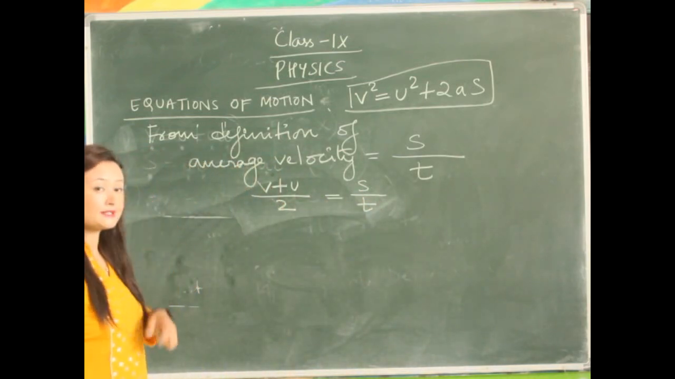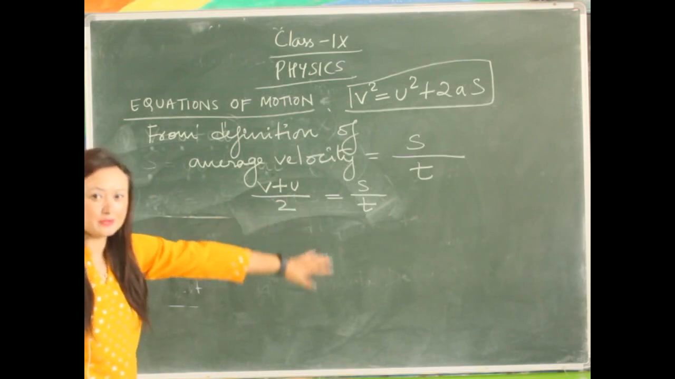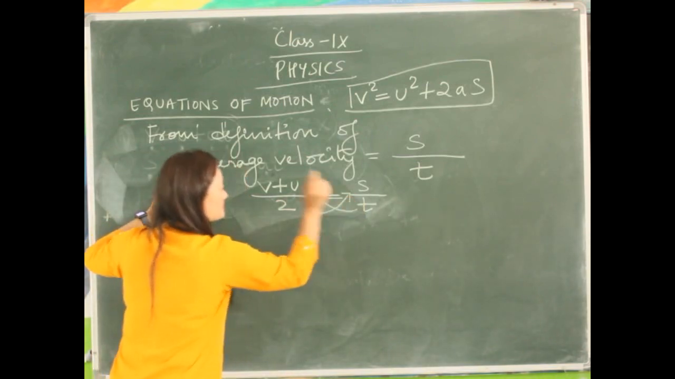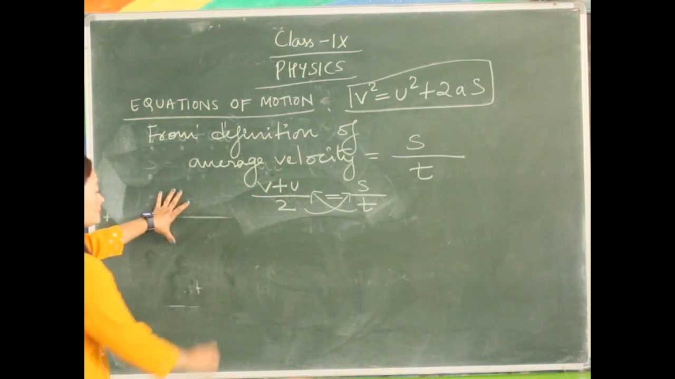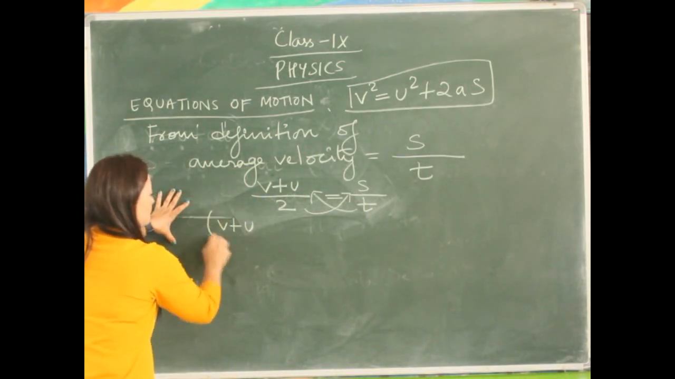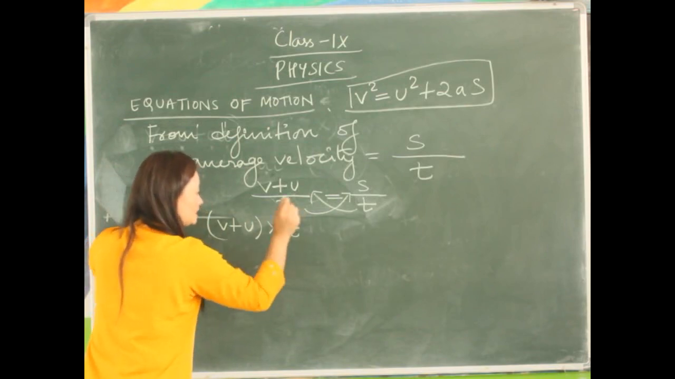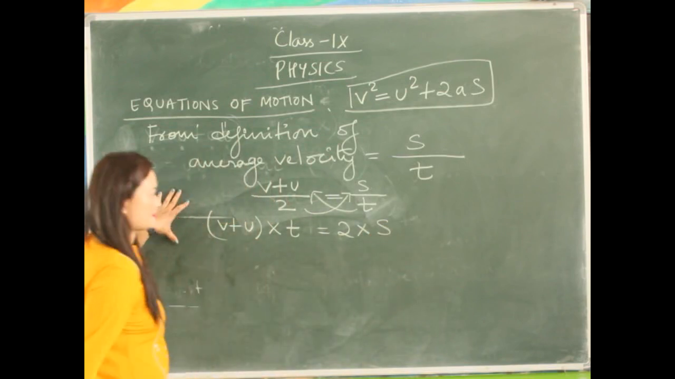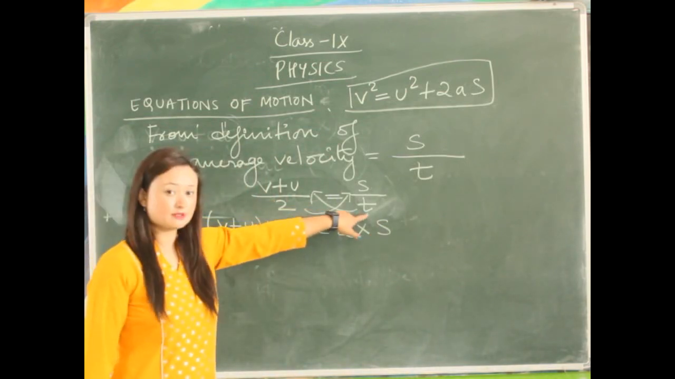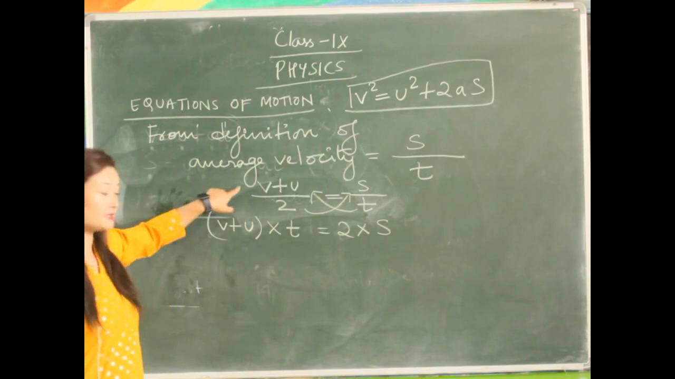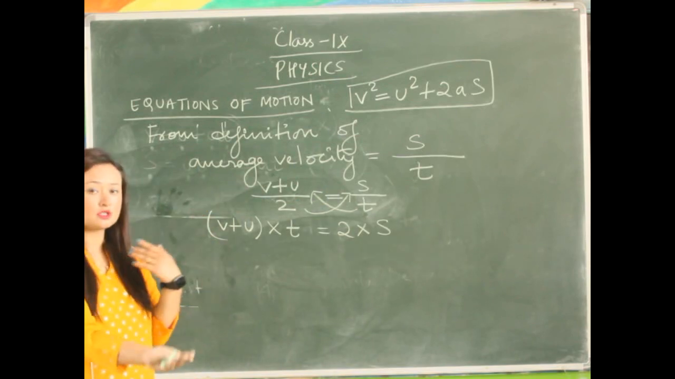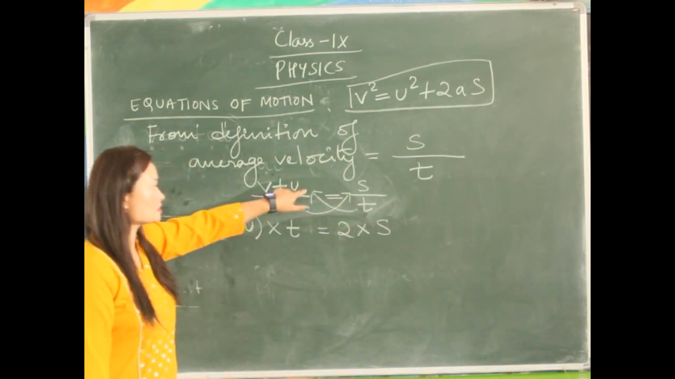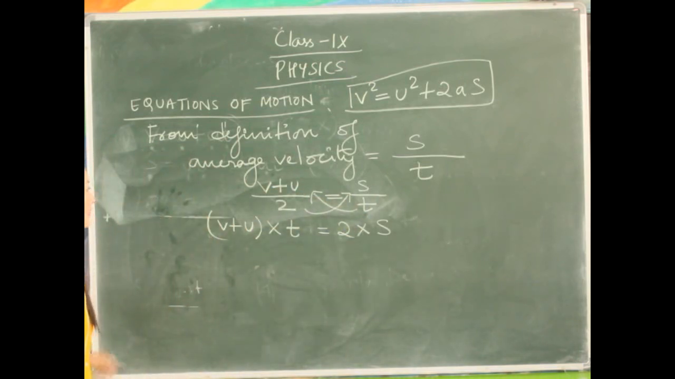Okay. Now what do we do next? Next we remove the denominators. How do we remove the denominators? By cross multiplying. So V plus U multiplies with T and 2 multiplies with S. The denominator goes to the numerator when they exchange their position. So 2 goes to the numerator, T goes to the numerator of the left hand side.